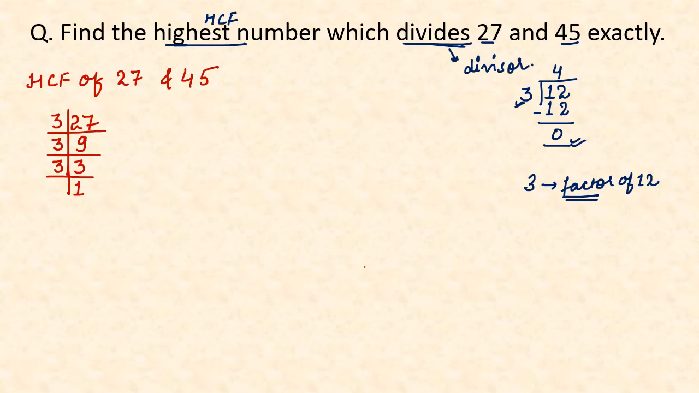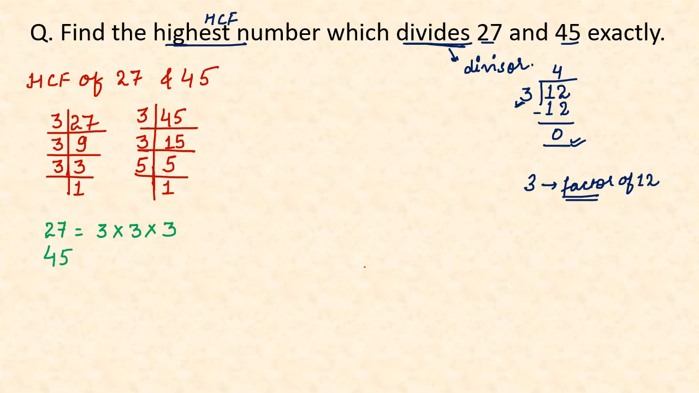Next number is 45. So do the prime factorization of 45. 45 is divisible by 3. 3 fifteens are 45. Again, divide 15 by 3. 3 fives are 15. Now divide 5 by 5. So 5 ones are 5. Therefore 27 is equal to 3 into 3 into 3, and 45 is equal to 3 into 3 into 5.